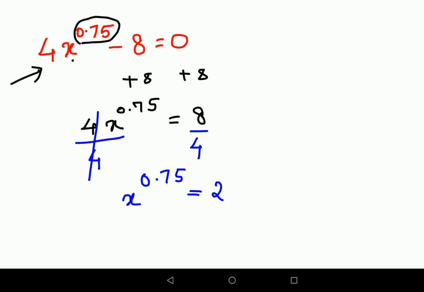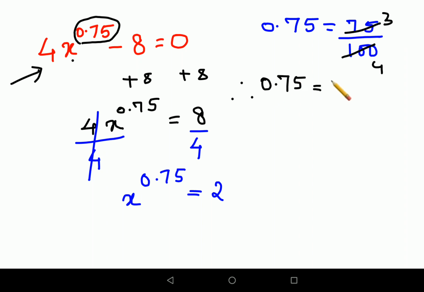Now this is where things get tricky. Remember, when you have a decimal, you can always write it in fraction form. 0.75 can also be written as 75 upon 100, right? And after cancelling, 4 and 3 both go into 25 table. Therefore I can say 0.75 can also be written as 3 upon 4, right? So instead of x raised to 0.75, we'll write x raised to 3 upon 4 is equal to 2.